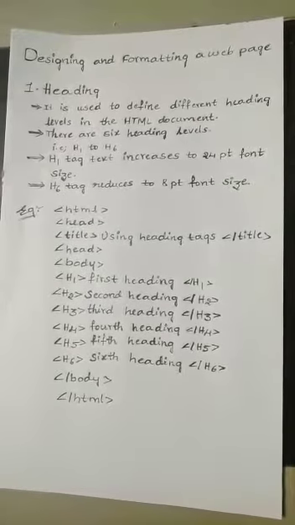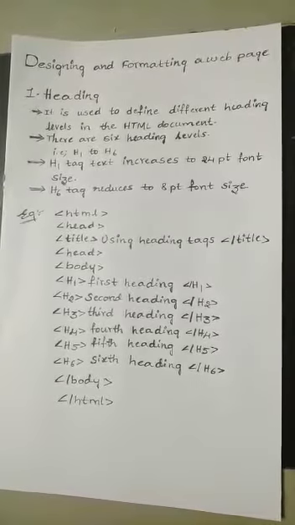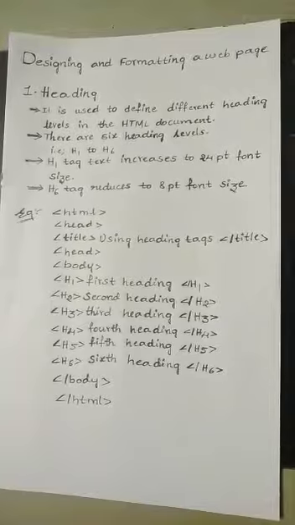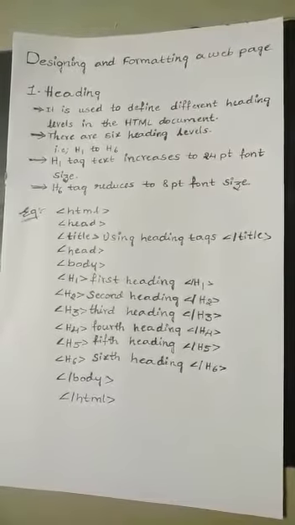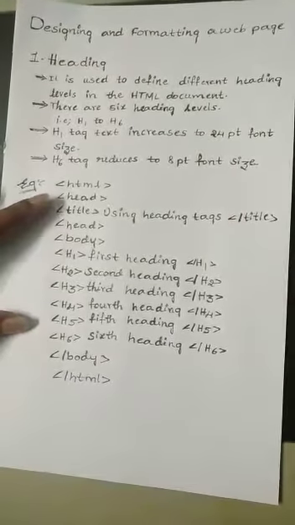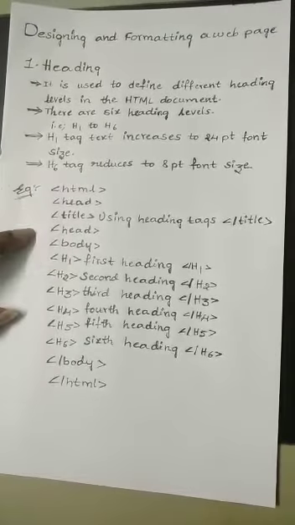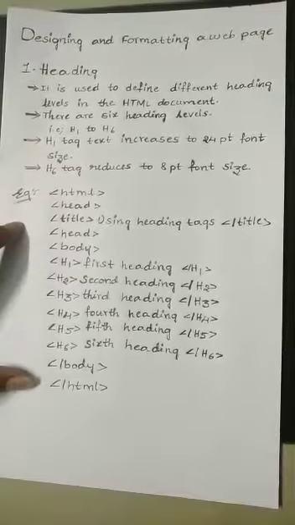The lowest level H6 reduces the font size to 8 points. The lower levels are used for subheadings and less important things. These heading tags are written within the body tag of the document. One thing you should remember is that an HTML document always starts with the HTML tag and closes with the HTML tag.